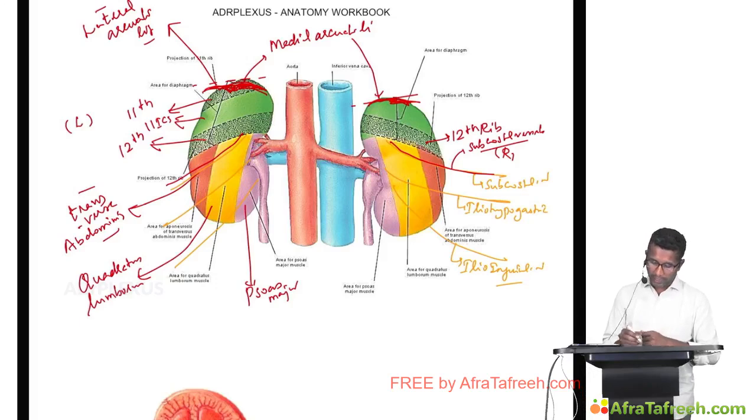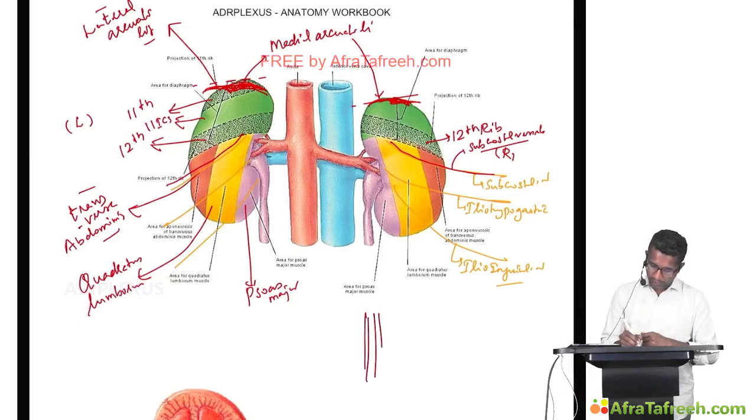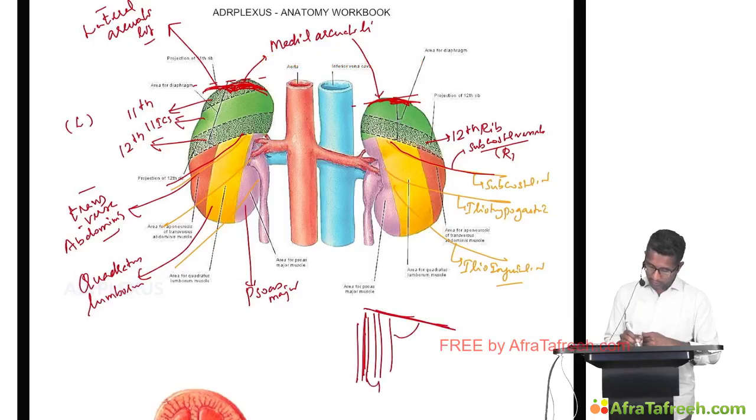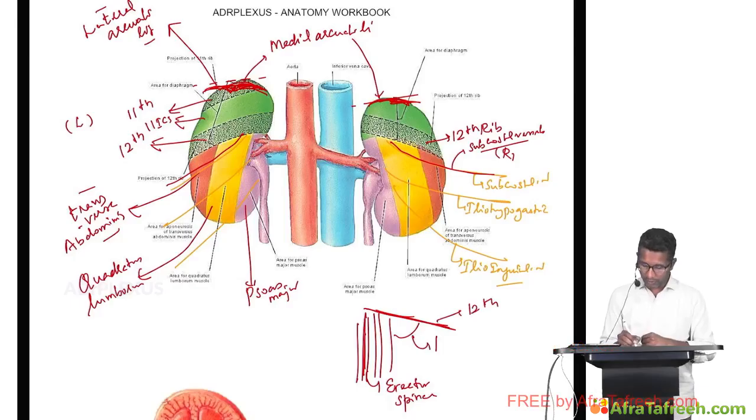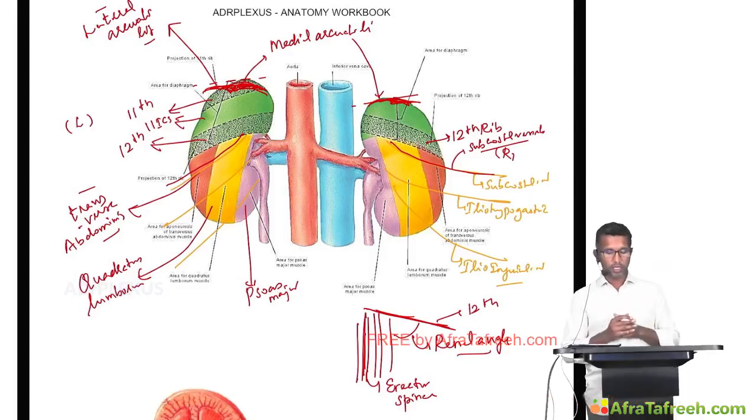And there is an angle found between the erector spinae muscle on the posterior side and the 12th rib. The angle between the 12th rib and the erector spinae muscle is called the renal angle. It is through this renal angle that they open and reach the kidney.